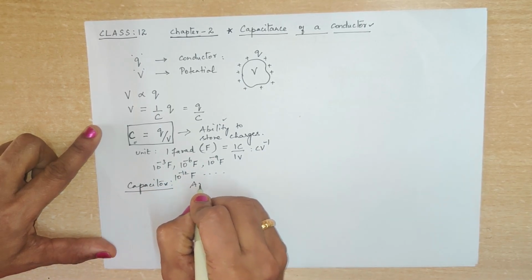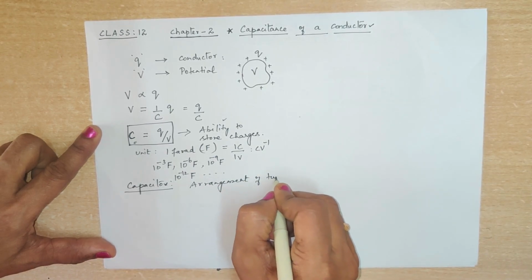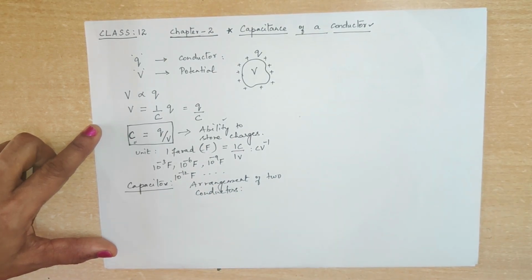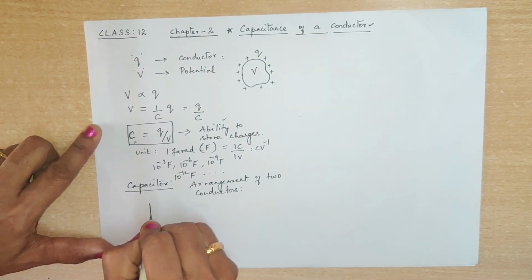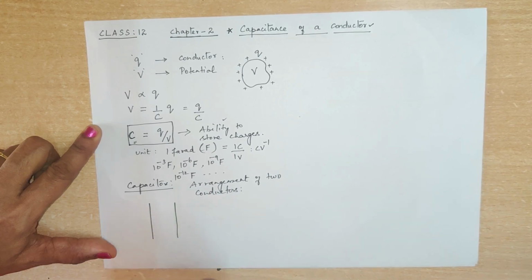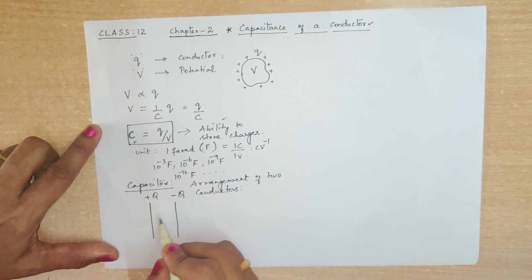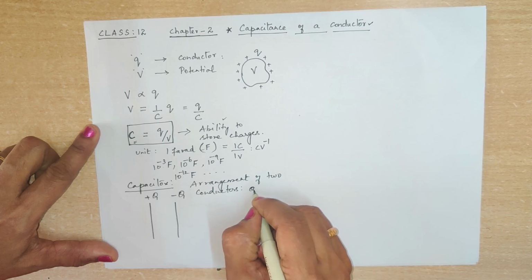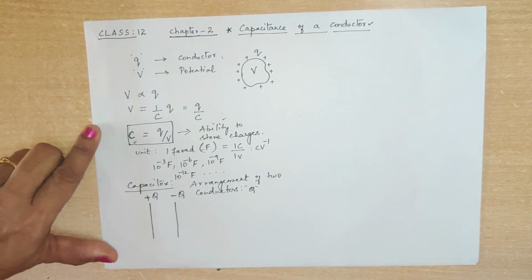A capacitor is an arrangement, or we simply say it is a device. It is an arrangement of two conductors which are given the charge Q. One may be plus Q in one conductor. We just see here two such conductors we have taken. One is given positive and the other negative, and hence the net charge is going to be 0, because the charge Q is being given. In this configuration it will be taken by the two conductors.